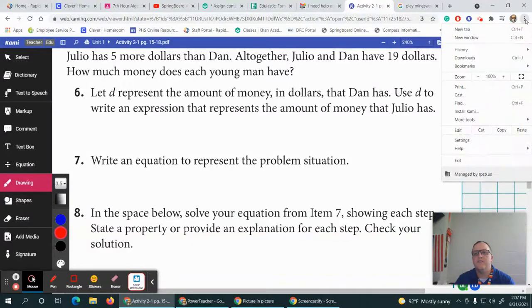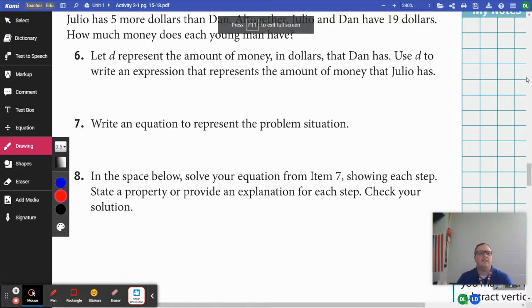All right, so this is part 2, activity 1, starting with page 6. Number 6 says Julio has $5 more than Dan, and together Dan and Julio have $19. How much more money does each young man have? Let D represent the amount of money in dollars that Dan has. Use D to write an expression that represents the amount of money that Julio has.